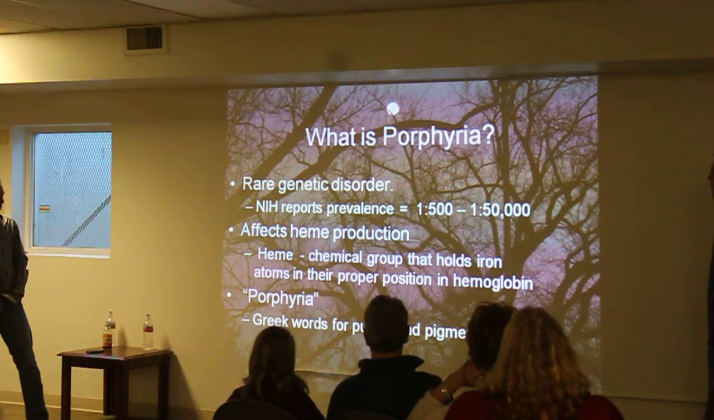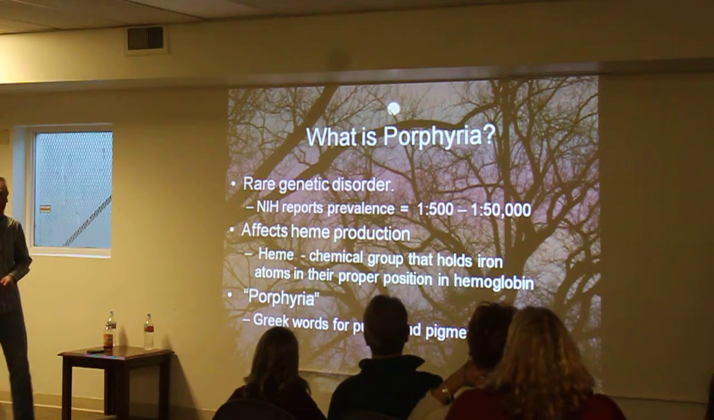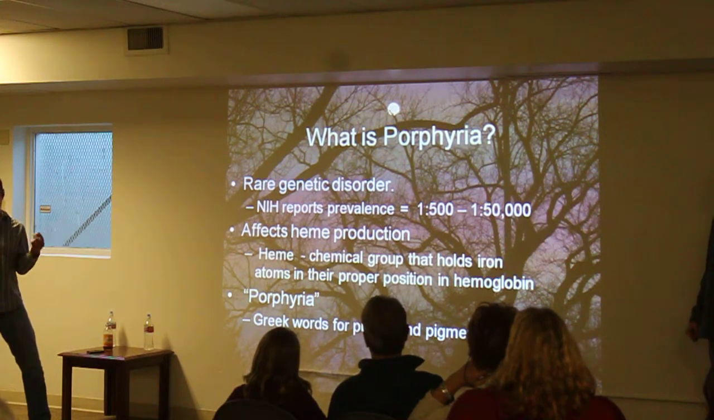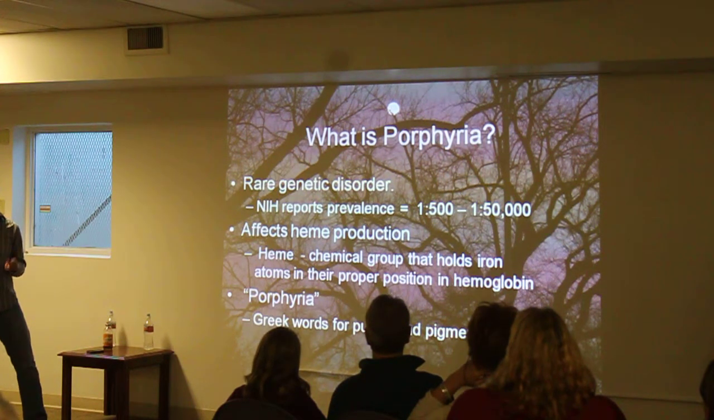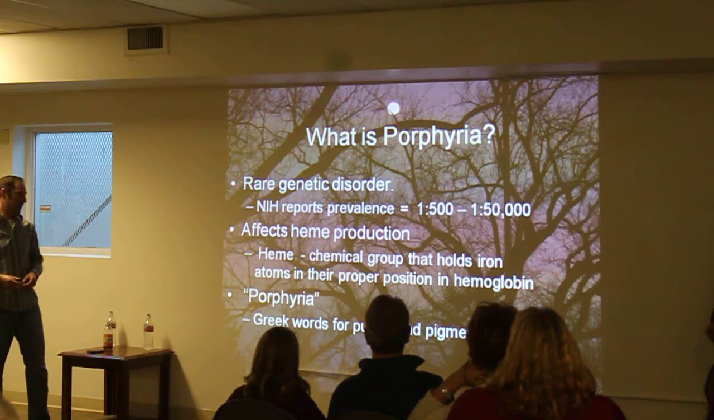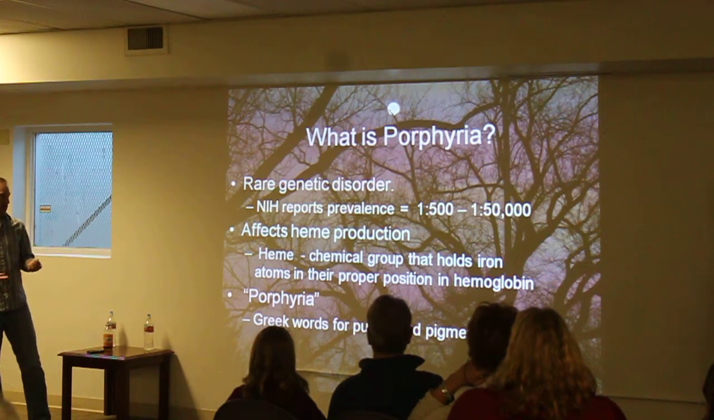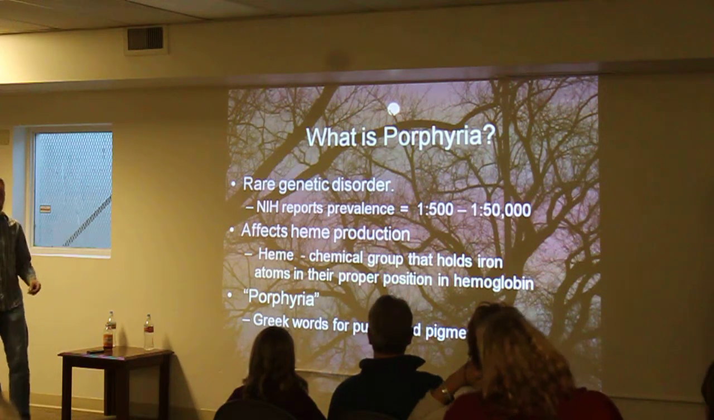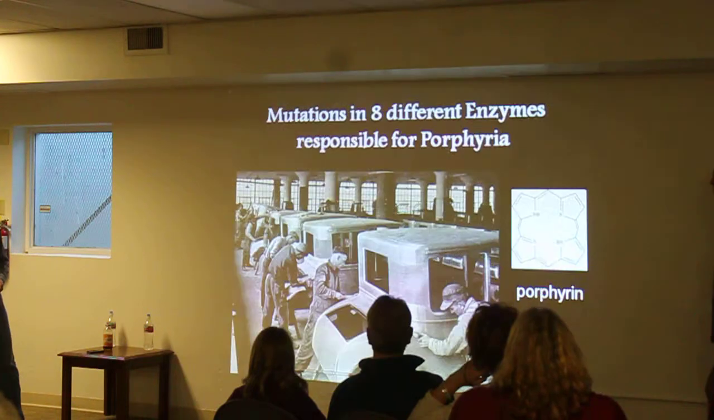To tell you a little bit about it, it affects heme production. Heme is the chemical group that holds iron atoms in their proper position in hemoglobin. Hemoglobin is a dominant protein in red blood cells, and it actually makes your red blood cells red because of the iron in there. When you have a defect in the making of the heme molecule, you get porphyria. Porphyria comes from the Greek root for purple in pigment, and we'll tell you a little more about it.